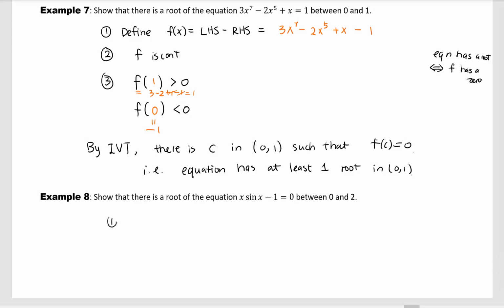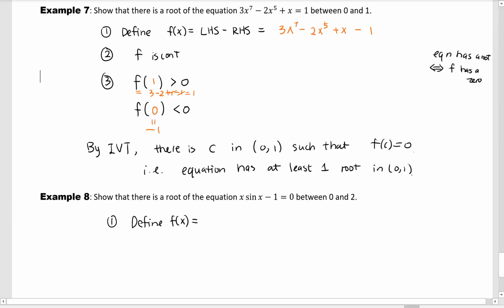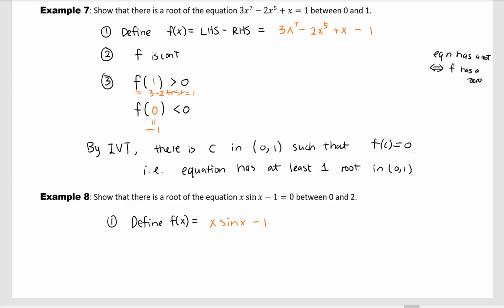Yes, let's do it. First, we define f of x. What is f of x? Well, your left-hand side minus the right-hand side. What is your left-hand side? x sine x minus 1. Minus the right-hand side, which is 0. So this is our function, right?